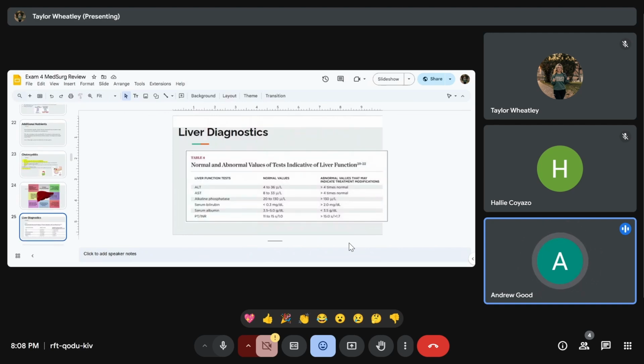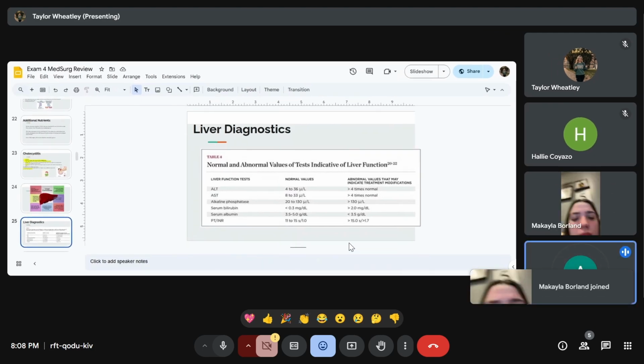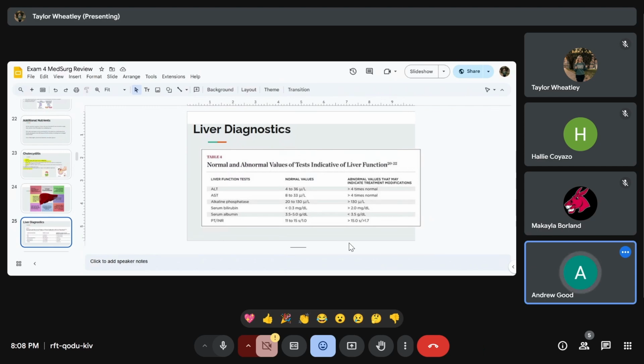So good liver diagnostics, things you'll probably see at clinical and when doing your clinical paperwork: elevated ALTs and ASTs. Elevated levels of ALT, AST, or bilirubin will be an indication of poor liver function. And, like I said, you'll have low albumin levels because it's not producing enough albumin. And then clotting lab diagnostics, PT and INR, will be elevated because our clotting factor is all messed up.